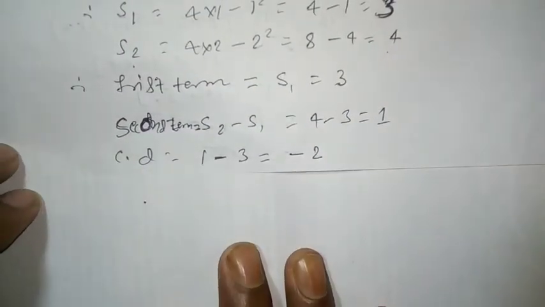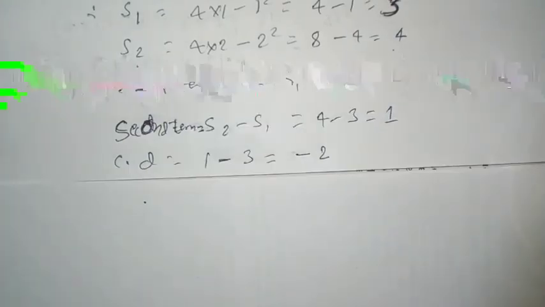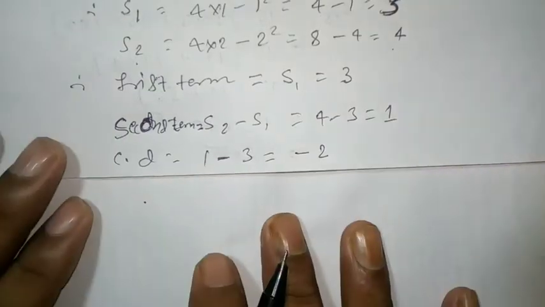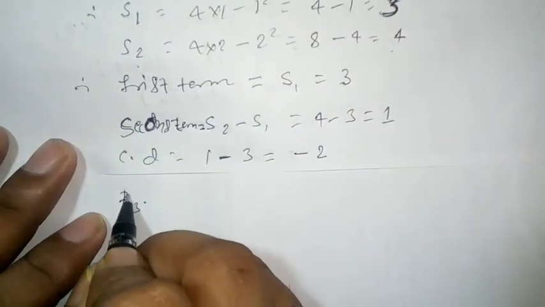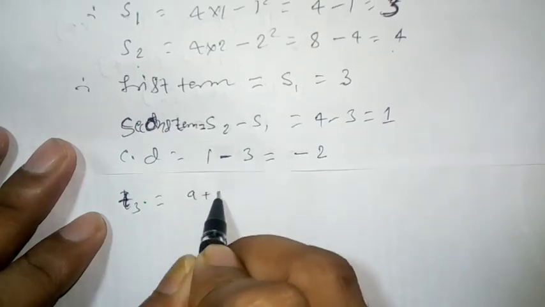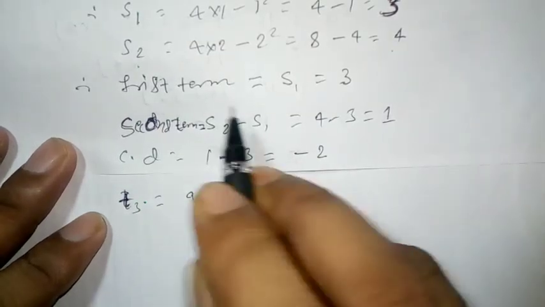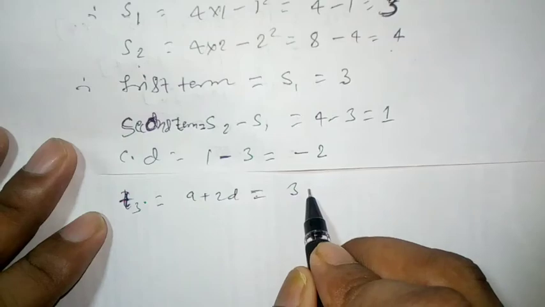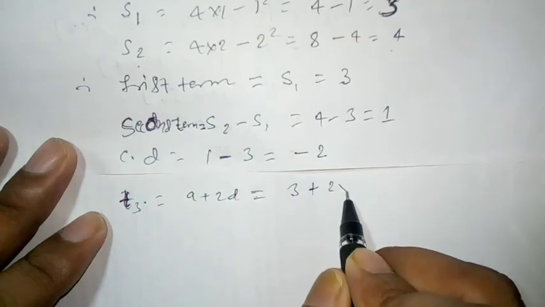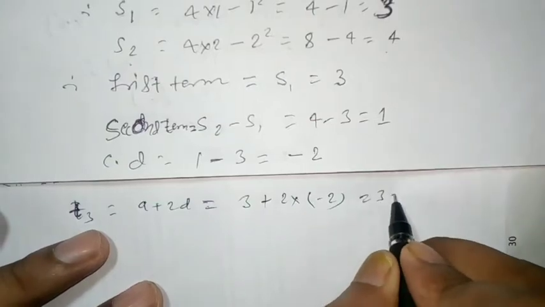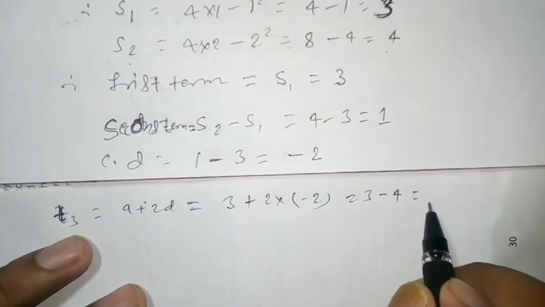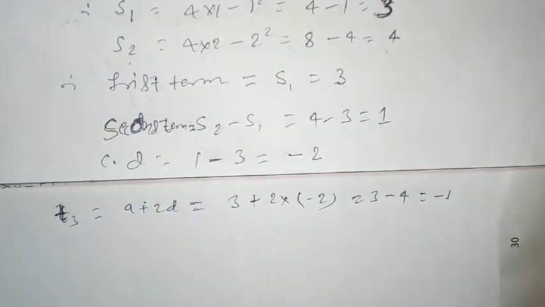Now we have to find third term, 10th term and nth term. So T3 is equal to a plus 2d, a is first term 3, plus 2 into common difference minus 2 is equal to 3 minus 4 is equal to minus 1. Now third term is minus 1.